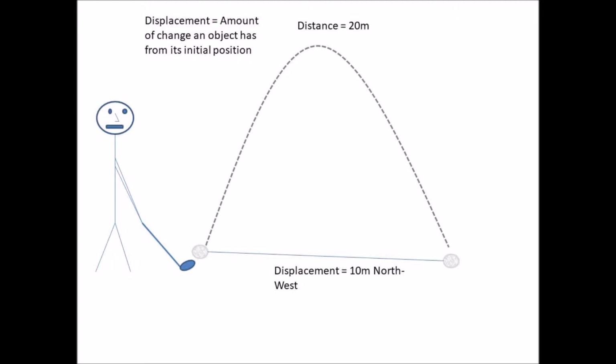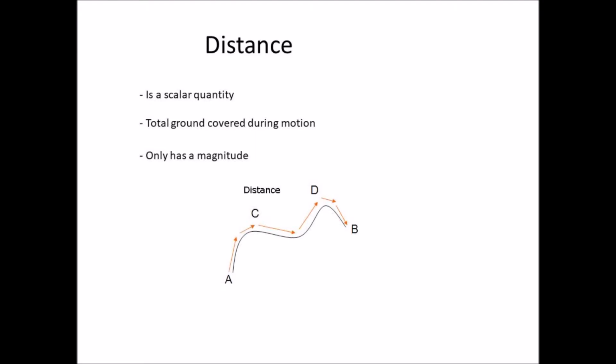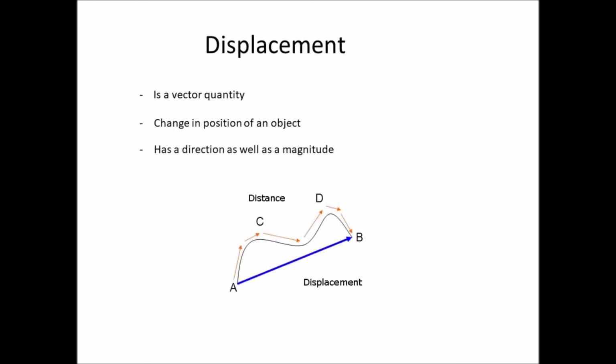So the ball is only 10 meters in a straight line from its initial position, this being where you actually hit the ball. Distance is defined as a scalar quantity that refers to how much ground has been covered during an object or person's motion, and only has a magnitude. Displacement is a vector quantity that is defined to be the change in position of an object. Displacement has a direction as well as a magnitude.